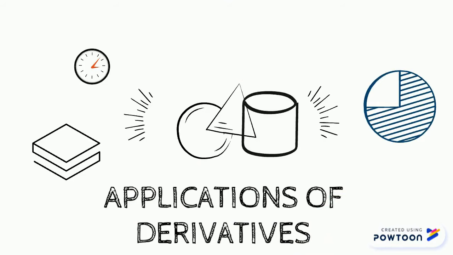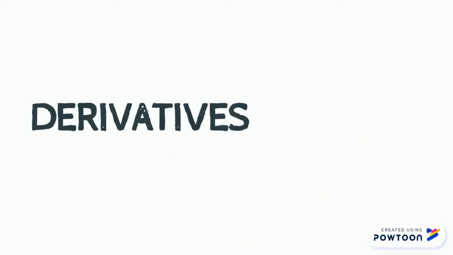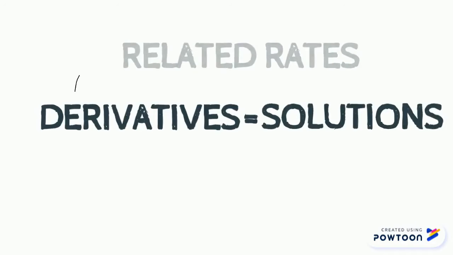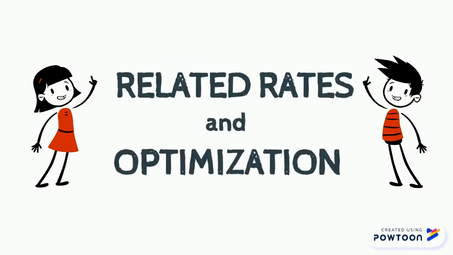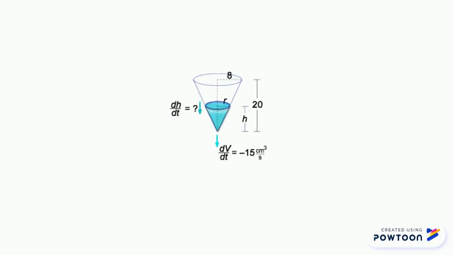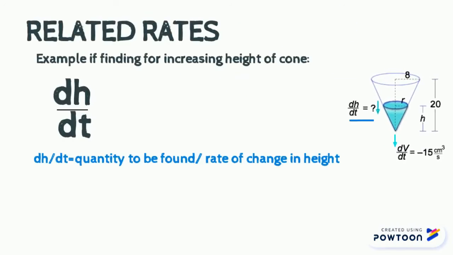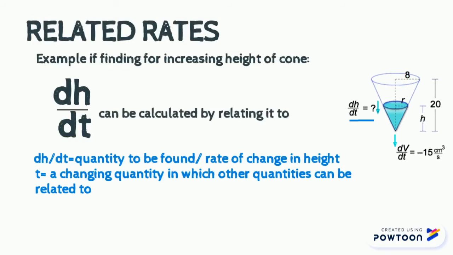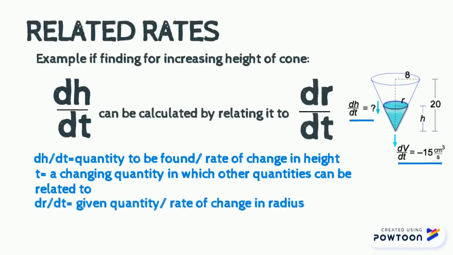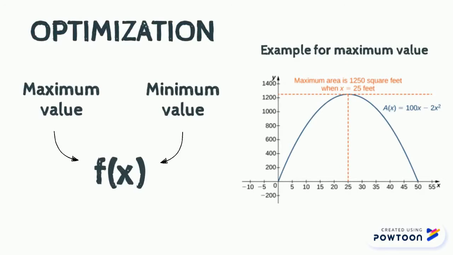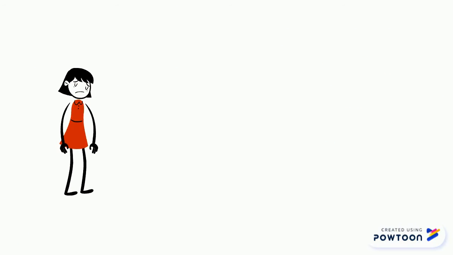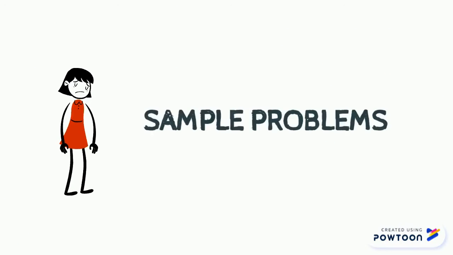The two main applications that we will be looking at are using derivatives to find solutions for related rates and optimization. But first, what is related rate? What is optimization? Related rate problems involve finding a rate at which a quantity changes by relating that quantity to other quantities whose rates of change are known, while optimization problems involve finding the largest value or the smallest value that a function can take. I know these definitions are quite confusing to you, so let me just show you some specific examples.